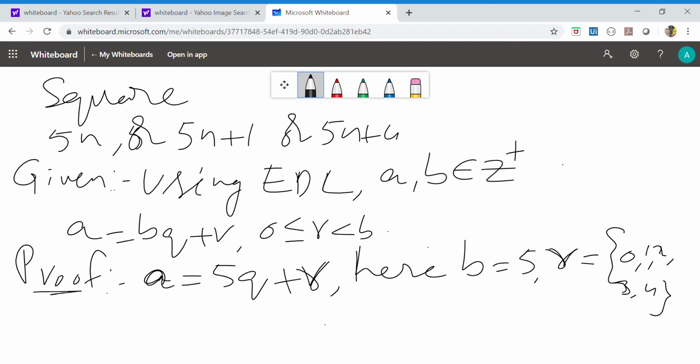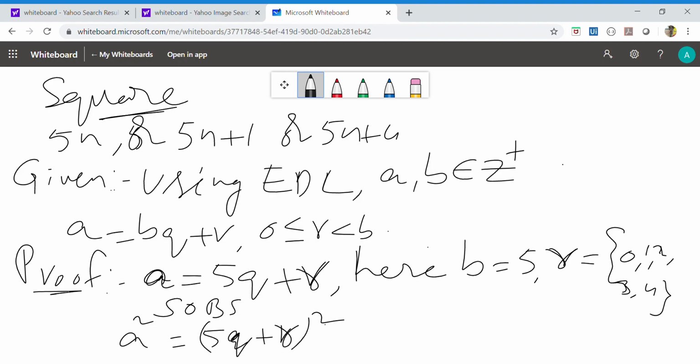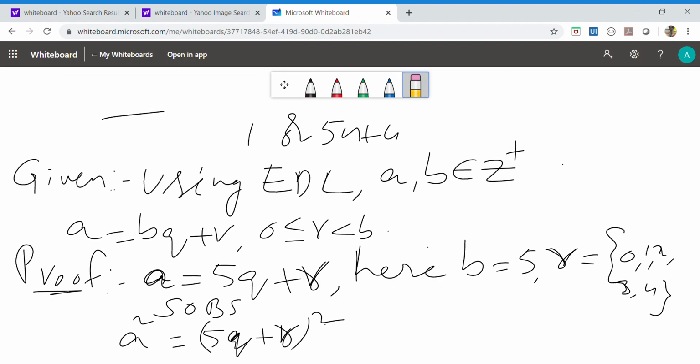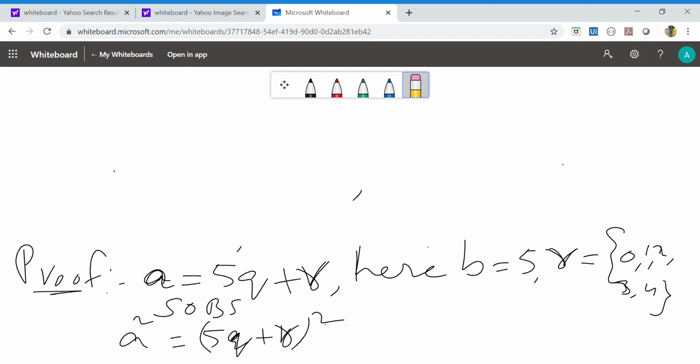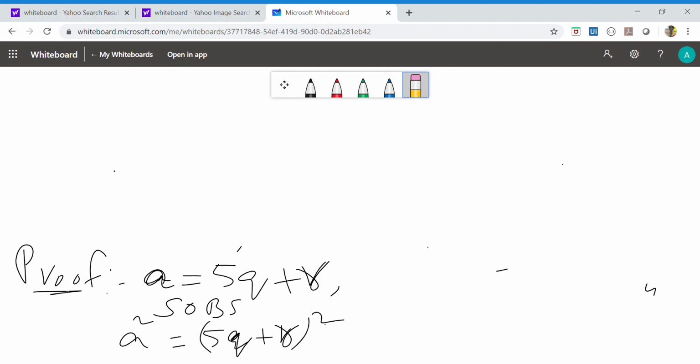What do you have to do now? Square both sides. So a square is equal to 5q plus r whole square. These squares should be in the form of 5n or 5n plus 1 or 5n plus 4. That we have to remember.